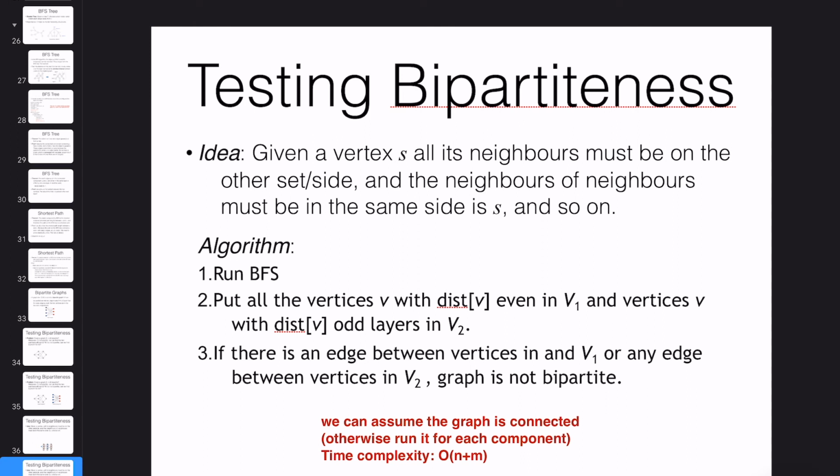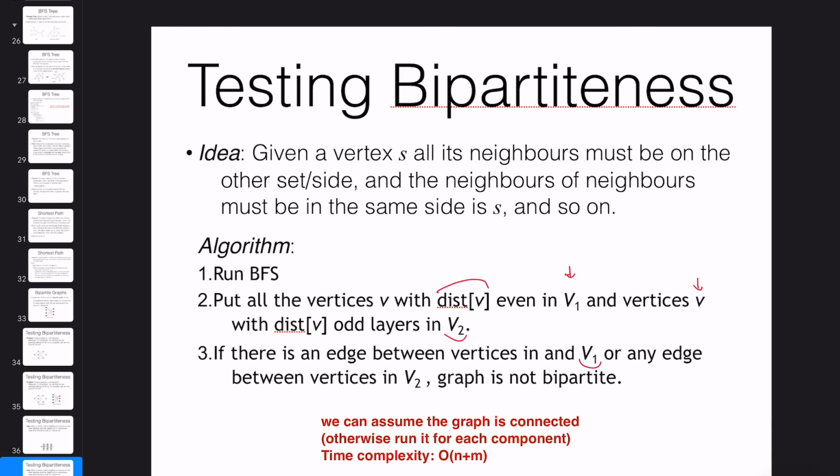You just take one random node and run the BFS. Put all the vertices that have even distance in one set, and all the vertices that have odd distance in the other set. Then we just need to check the nodes in each of these sets. All the nodes in set 1, there shouldn't be any edge between them, and all the nodes in set 2, there shouldn't be any edge between them.